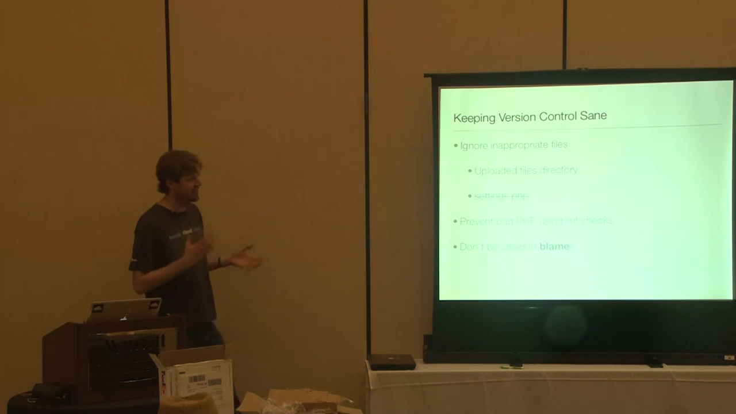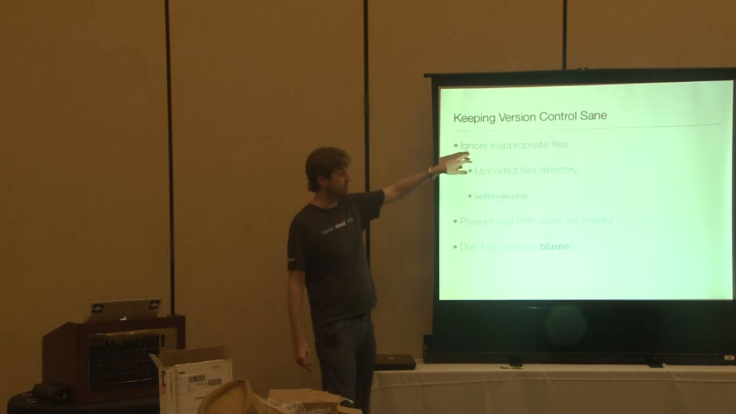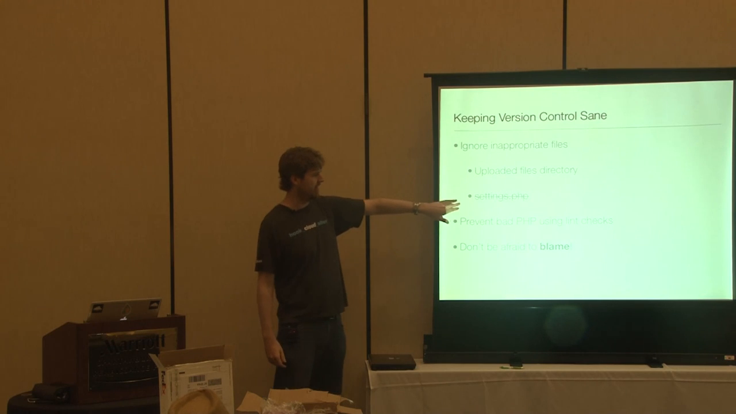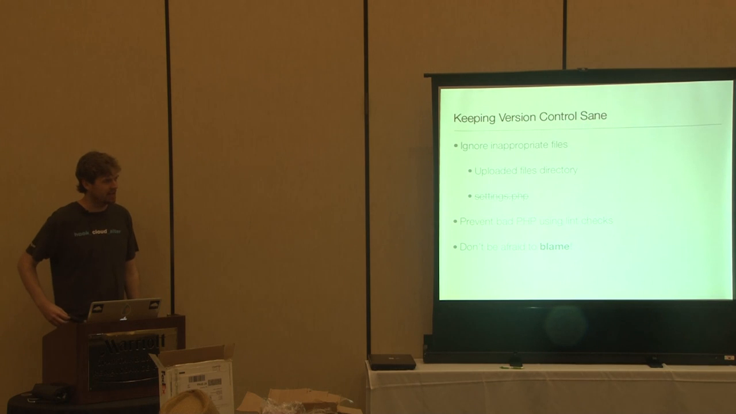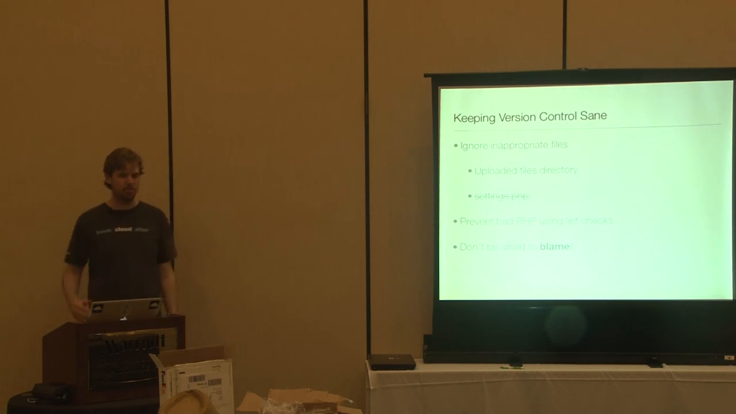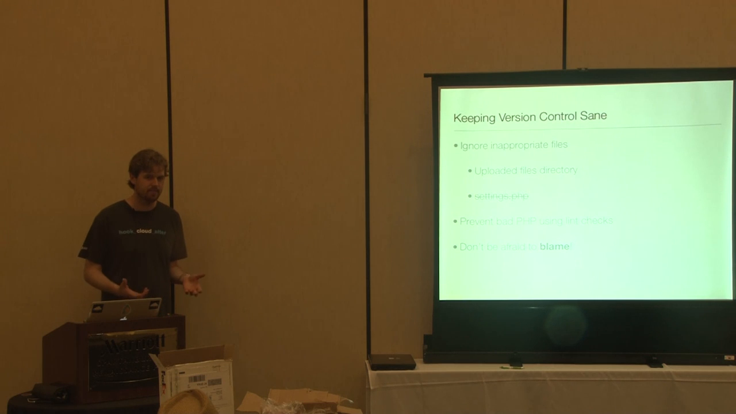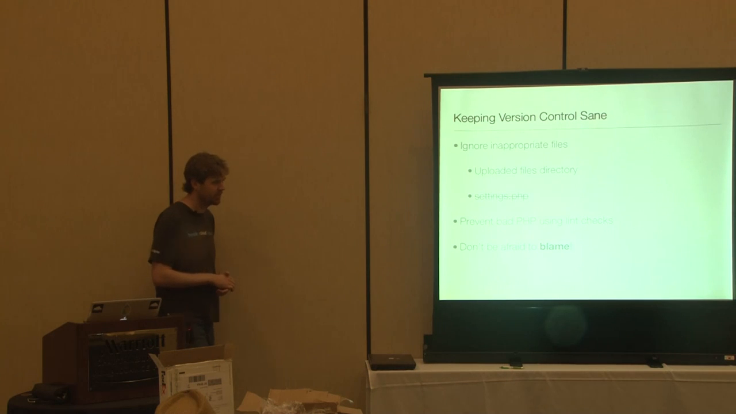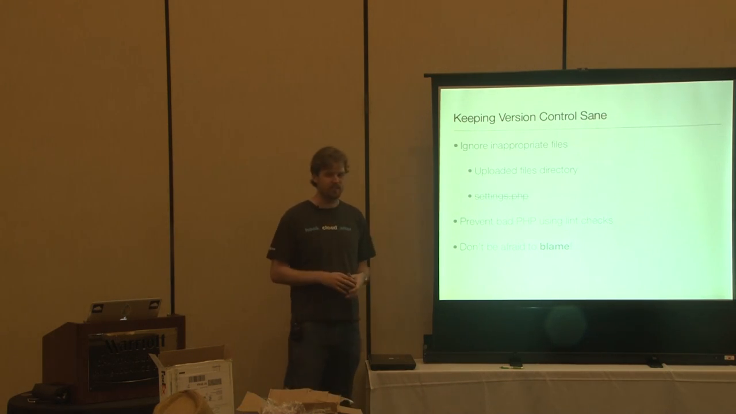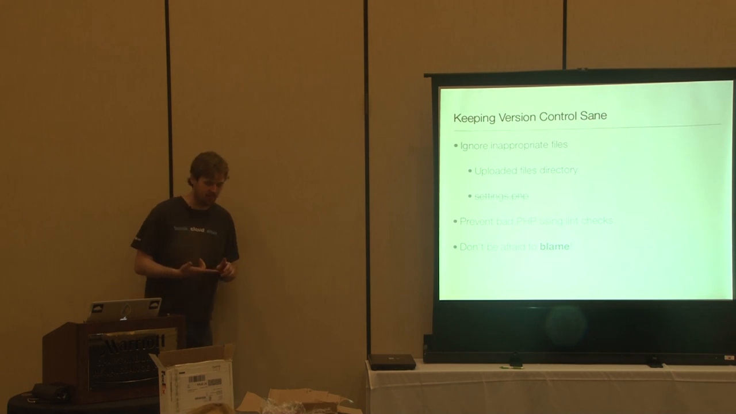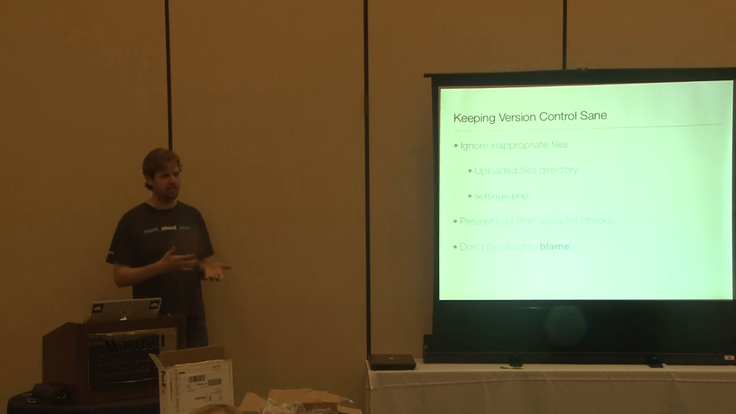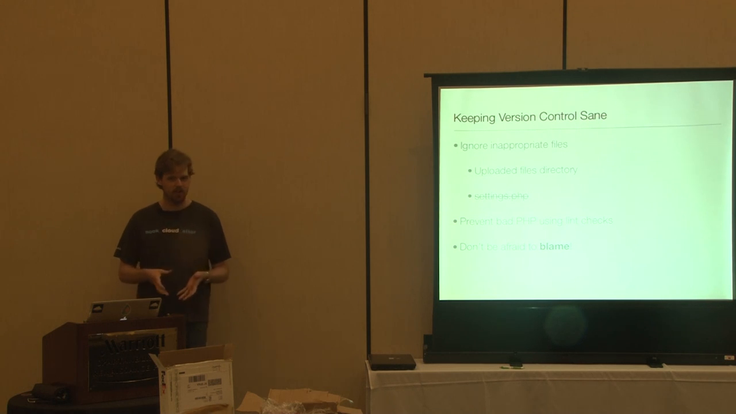How do you keep your version control sane? First, you ignore the inappropriate files, such as the files directory. And this is one that's always fun to discuss. I like versioning settings.php. A lot of people leave it out because it has database information in it. I can show the way I like doing it at the end of this presentation. But the reasoning for me is there's a lot of settings in there that aren't database specific, and you want to be able to version those. Things like cookie timeouts, other random configurations that you make to your site that you want versioned somewhere.